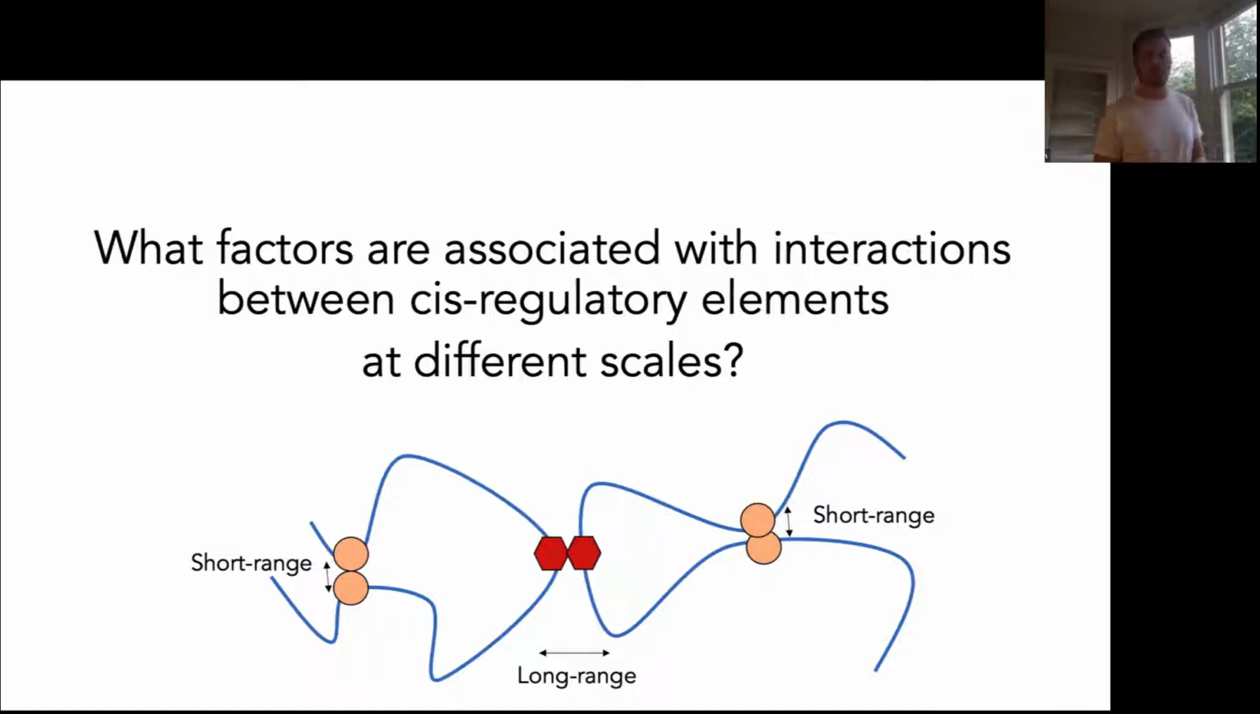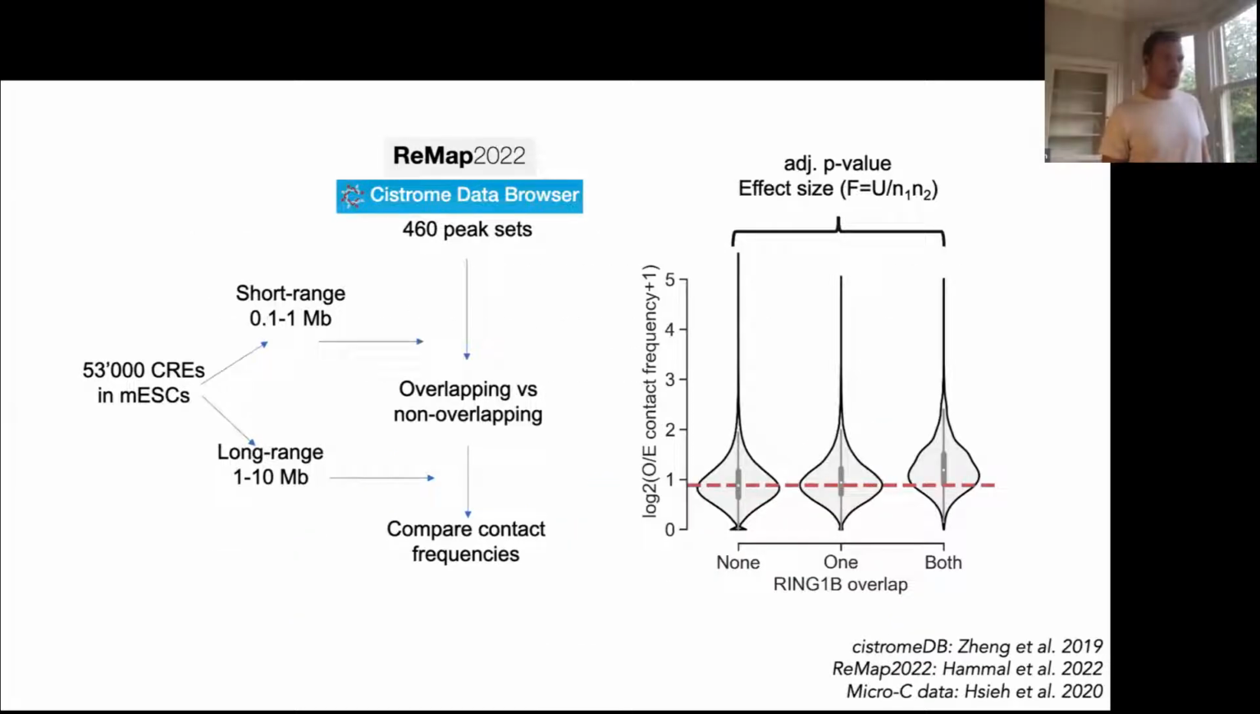So essentially, if two regions are close by on the genome and they tend to interact, what tends to be bound there? And if they are far apart and they tend to interact, what binds there? So that's what we wanted to see. So the approach here, I'm just going to hide this thing.